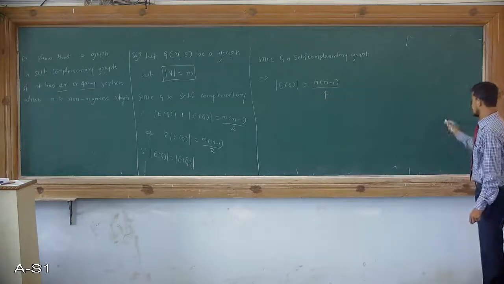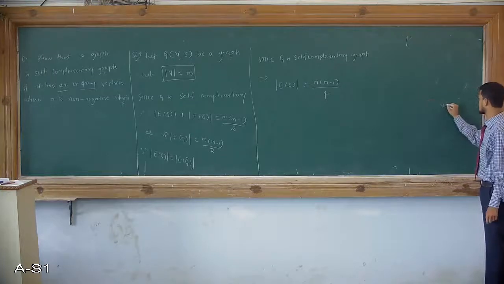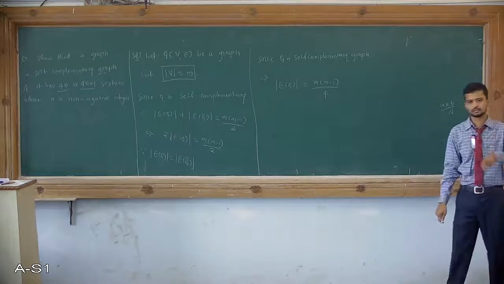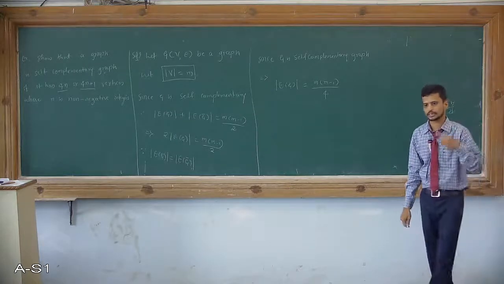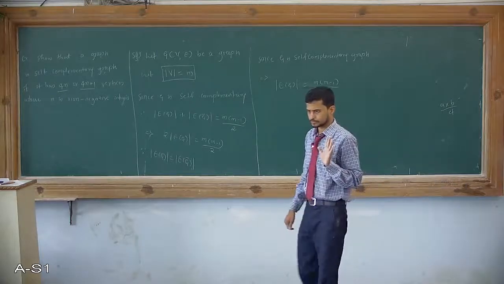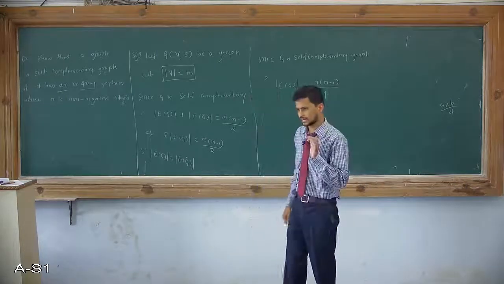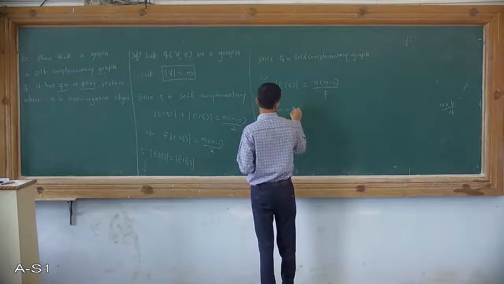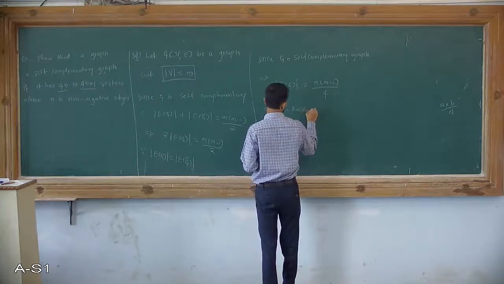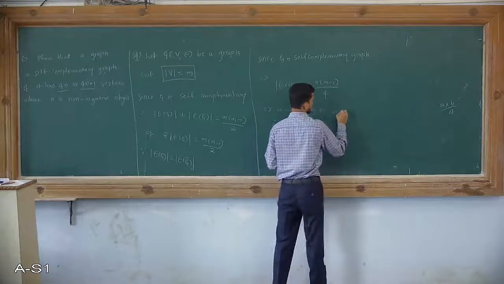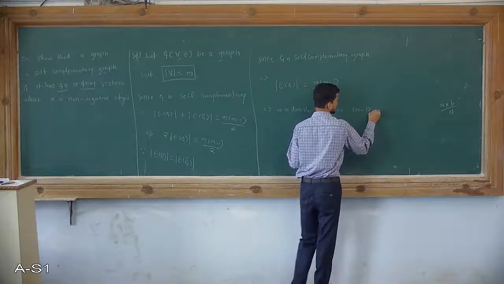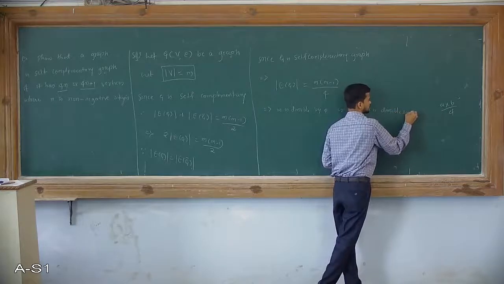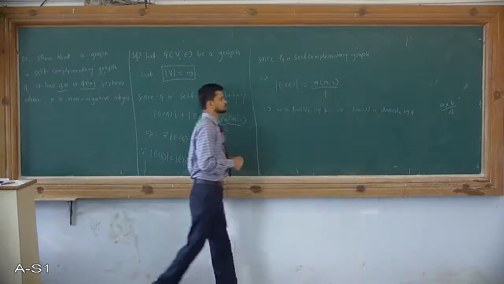If you have to prove that part, I'll consider one simple example. A into B divided by 4 means either A is divisible by 4 or B is divisible by 4, so then A into B is divisible by 4. Therefore, I use that technique, which implies m is divisible by 4 or m minus 1 is divisible by 4.